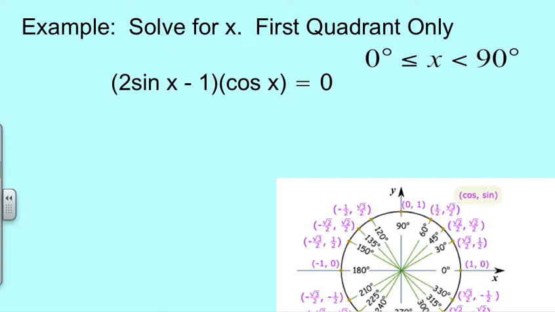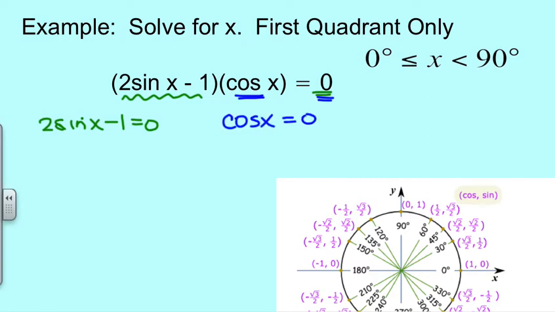What could x be? What we have are 2 pieces, and we're going to use the zero product property. We're going to set this factor equal to 0. So we have 2 sine of x minus 1 equals 0. Then we're going to set this factor equal to 0: cosine of x equals 0. And now we are going to solve them separately. So I'm going to start with the green one. I'm going to undo. So I'm going to add 1 to both sides, and then I'm going to divide both sides by 2. So I'm saying the sine of x equals 1/2.